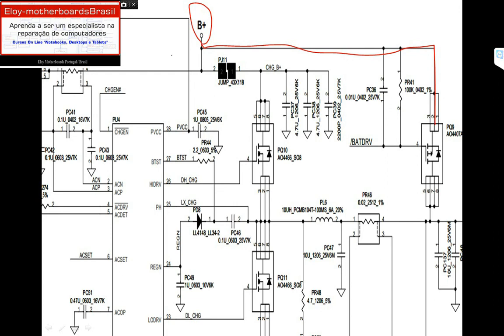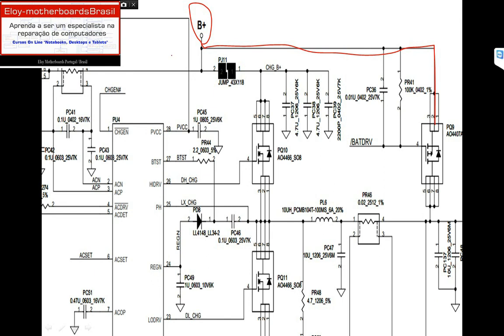PQ10, on pin 4, will receive the pulse coming from pin 26, high drive. When PQ10 on pin 4 gets the signal named high drive, the regulated voltage will be present on pins 1, 2, 3 of PQ10, the source of PQ10, that will be sent to pins 5, 6, 7 and 8 of PQ11, Alpha and Omega 4466.